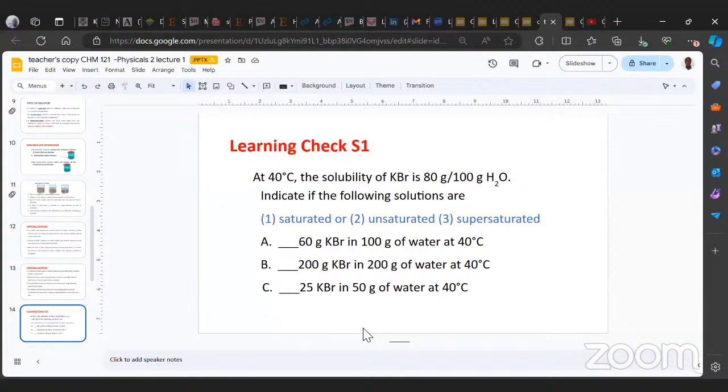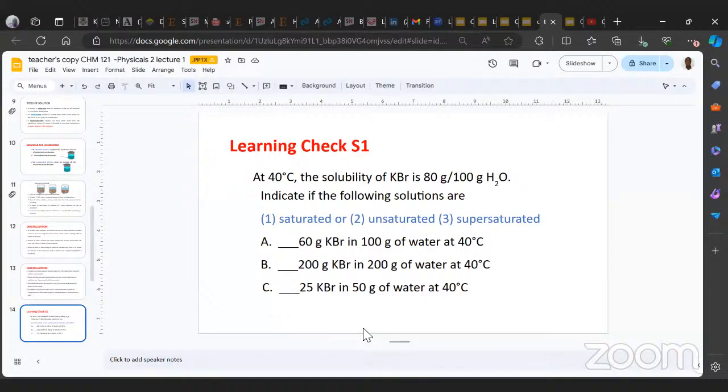Do you think that we have attained saturation? What do you think? Which kind of solution do you think we have here? It's a solution that is not yet saturated. So we'll have 2. A is equal to 2.